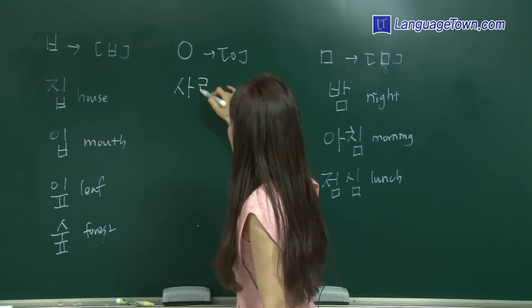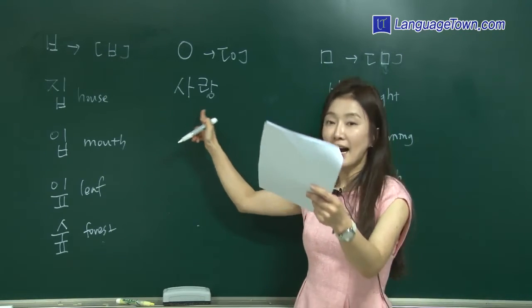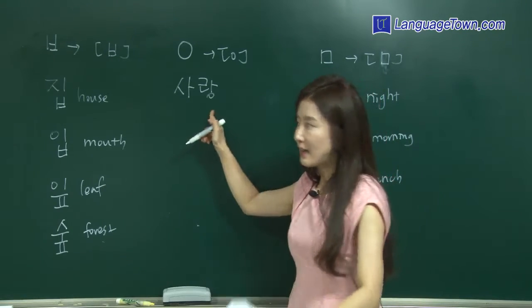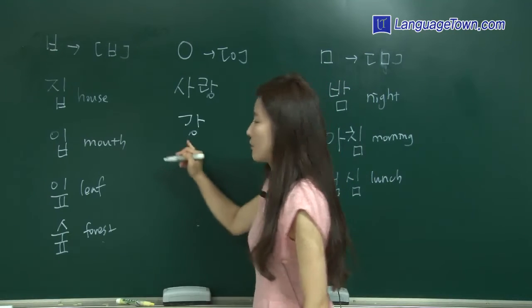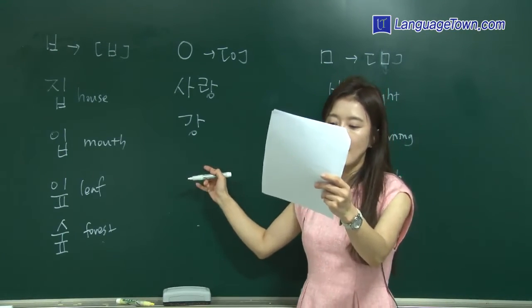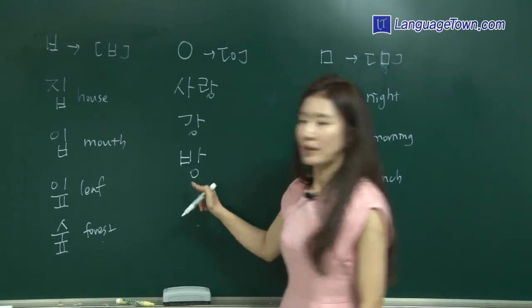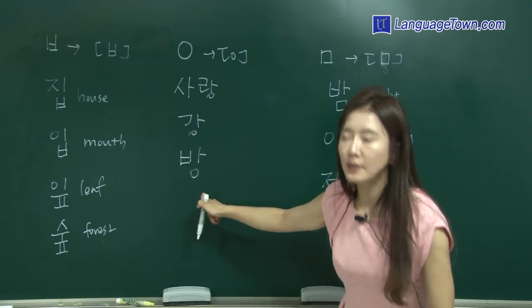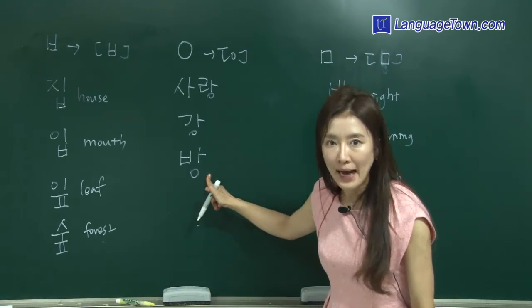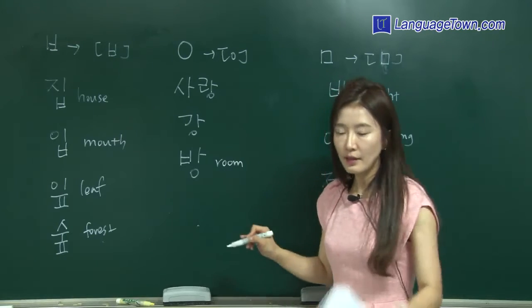And the last one, if the ㅇ sound comes to 받침, it sounds like 응, right? I told you this a lot. So 사랑, 사랑. I told you this too. Remember that? Right, 강, 강. This one. Good. 방, 방 is room. Okay?